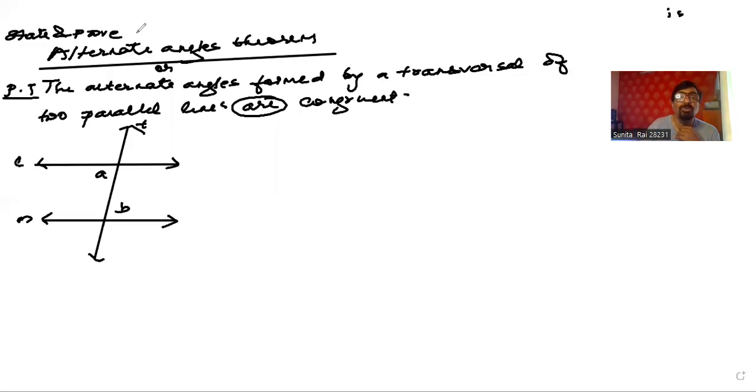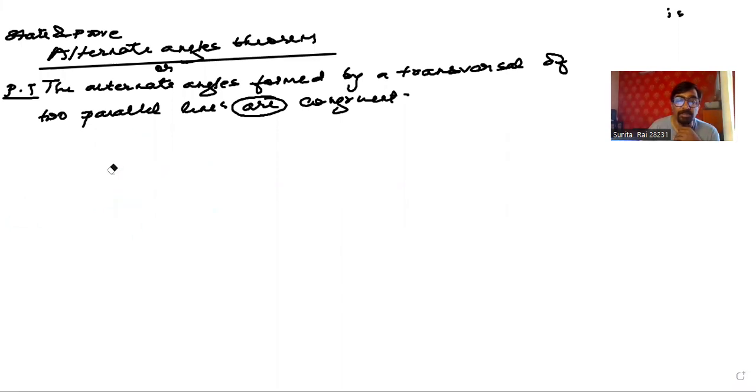Please have a look here. I'll just show you, children. This question will come like this. Got it? Prove that. Let's see. Prove that alternate angles formed by a transversal of two parallel lines are congruent.